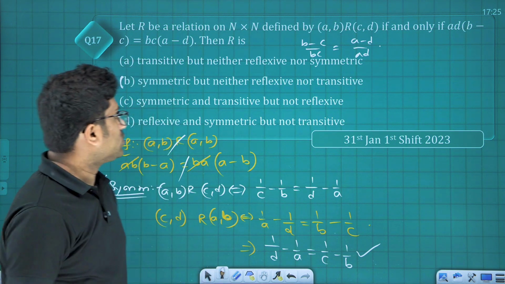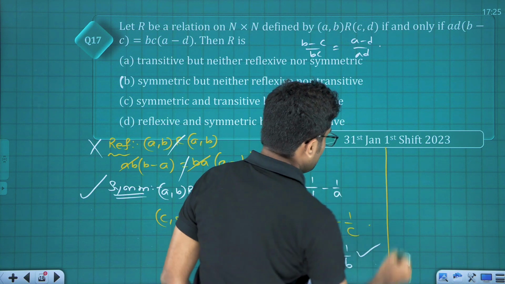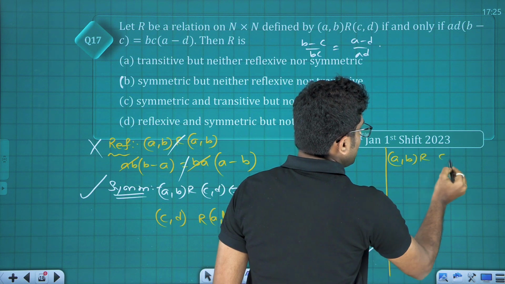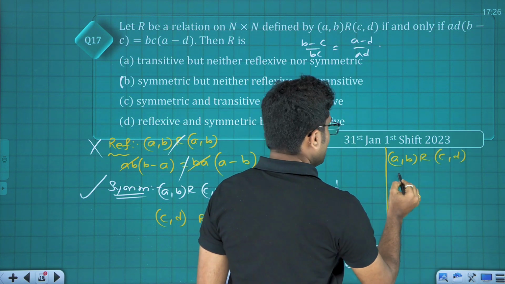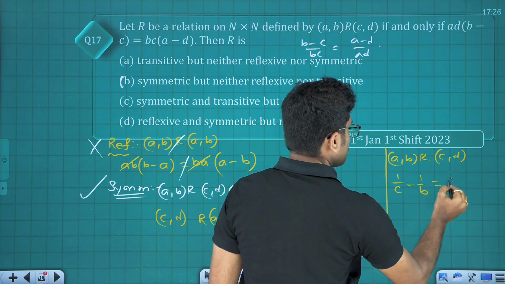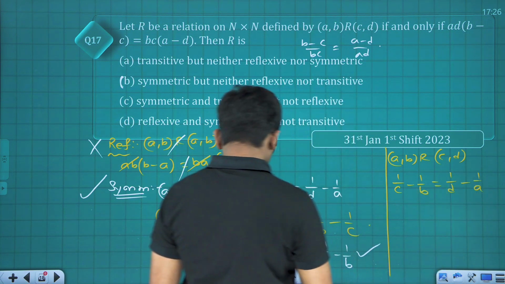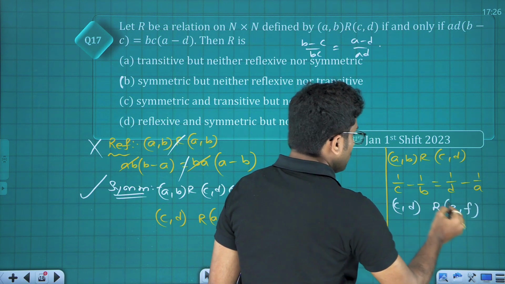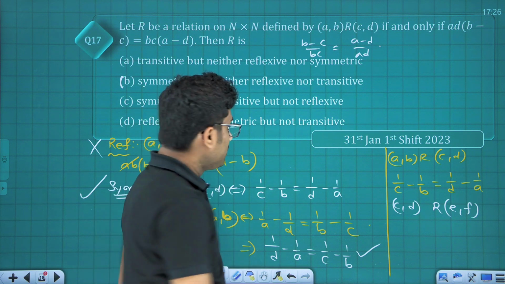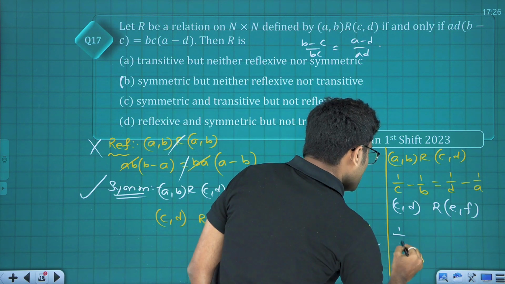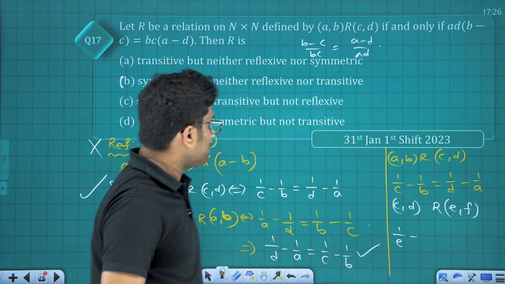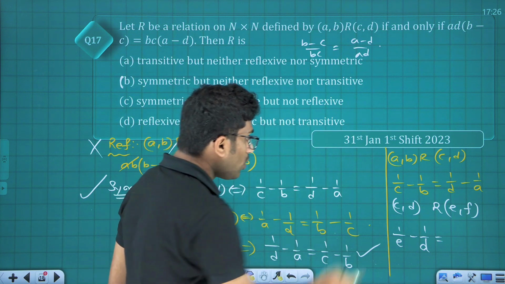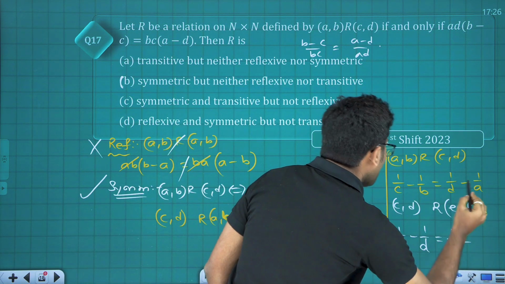Symmetric. Now check for transitive. To check for transitive, what should we do? AB related to CD. So from here we clearly get 1 by C minus 1 by B is equal to 1 by D minus 1 by A. Next, CD related to some EF. CD related to E comma F means 1 by E minus 1 by D is equal to 1 by F minus 1 by C.